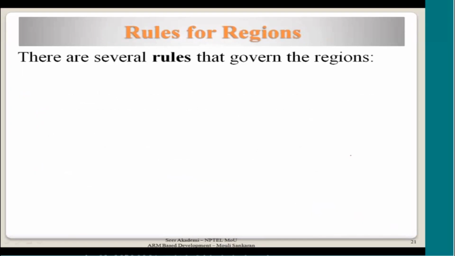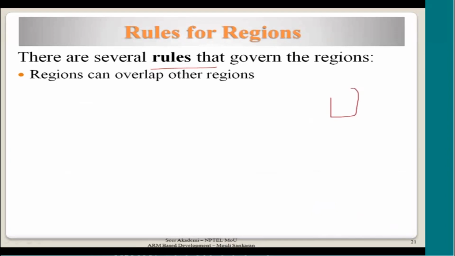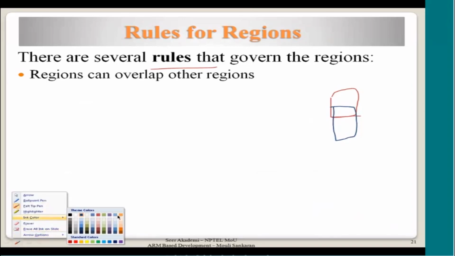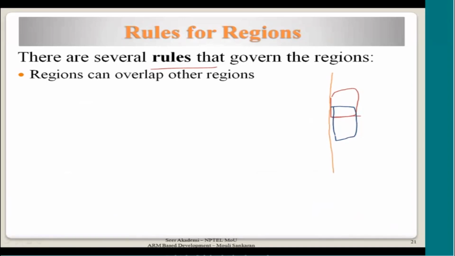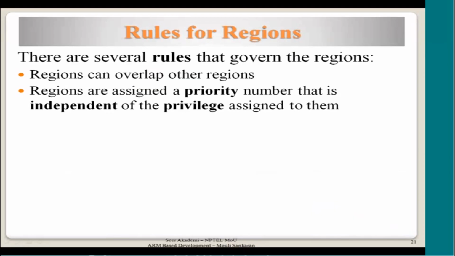Now, what are the rules for a region? There are several rules that govern the region. Regions can overlap other regions. So far I was showing you a region not overlapping with another one. Now suppose I am given the freedom to define regions which overlap. So this is the main memory, and there can be regions which overlap with each other. These two are one region and this is another region. So there is an overlap. There is a confusion: if an overlap region is there, how does it behave? I will explain, then you will understand that.